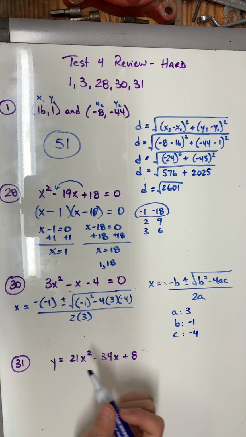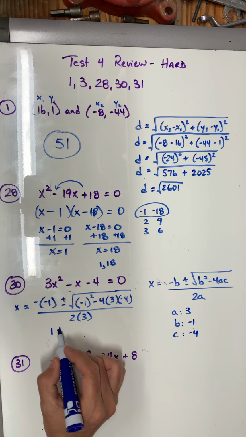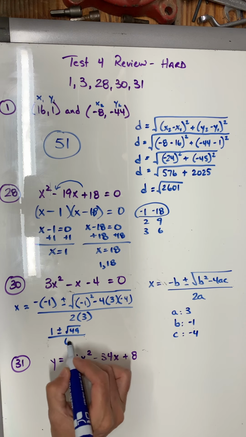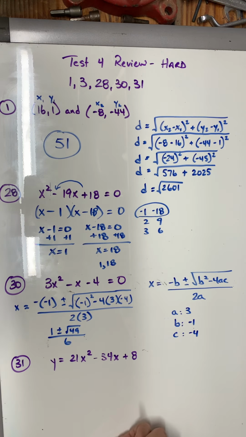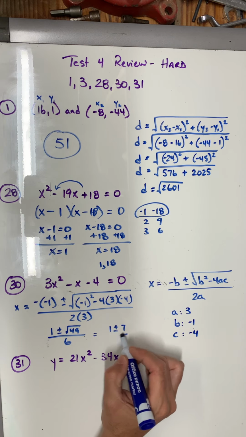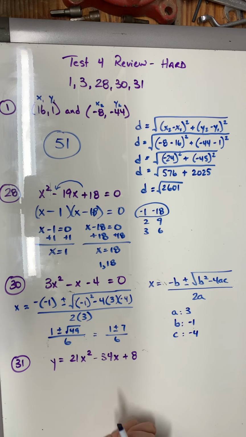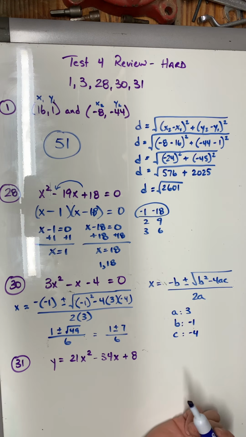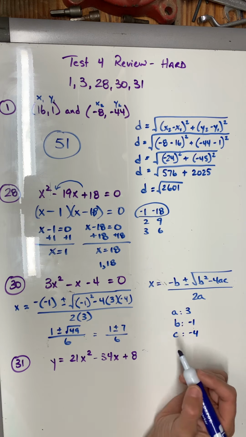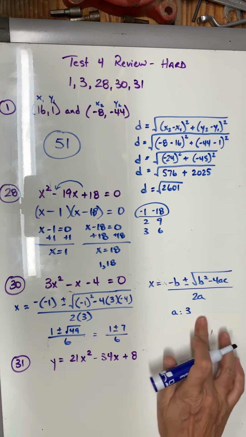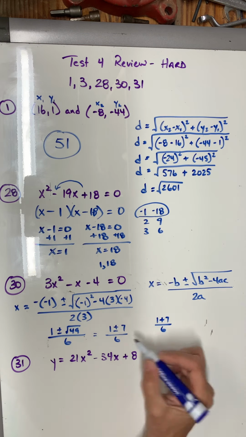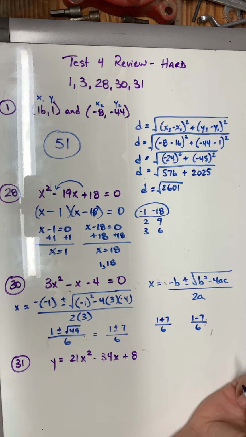Now, negative times negative is positive, so I get 1 plus or minus the square root of 49 all over 6. Well, what is the square root of 49? It's 7. So I end up with 1 plus or minus 7 all over 6. So the plus or minus means I have two different answers. I have 1 plus 7, so I'm going to erase these so I have a little more room. I have 1 plus 7 over 6, and I have 1 minus 7 over 6.